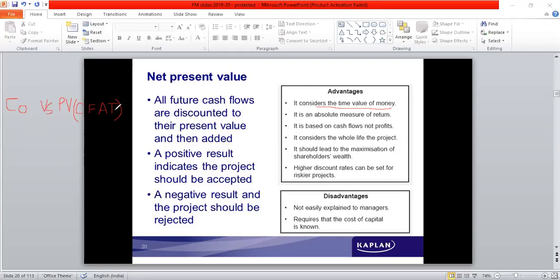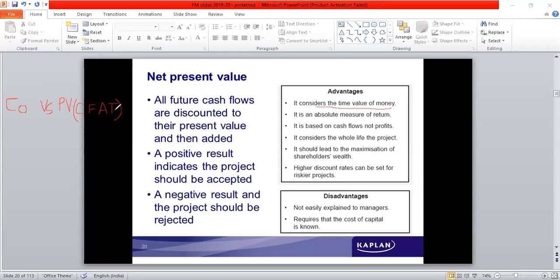So we are comparing the investment versus the future cash flows. If the sum total of all the future cash flows is higher than the investment, the project should be accepted. Otherwise, it has to be rejected. But how is it different from the payback period? The payback period concept has not discounted them. They were taken at their anticipated value. Whatever was the expected value, the same value was taken for decision making.